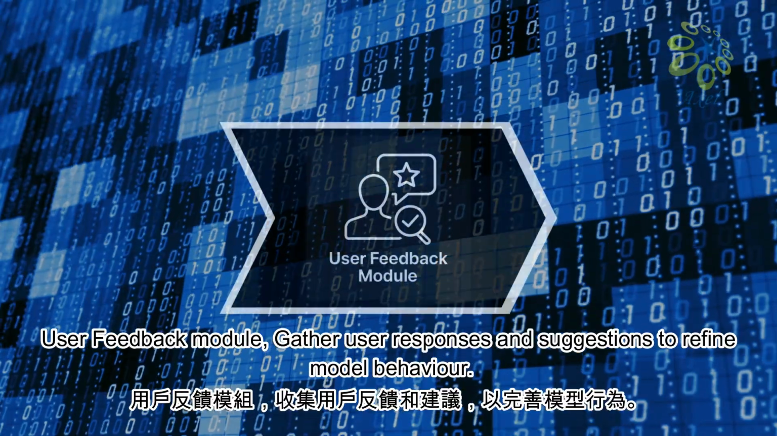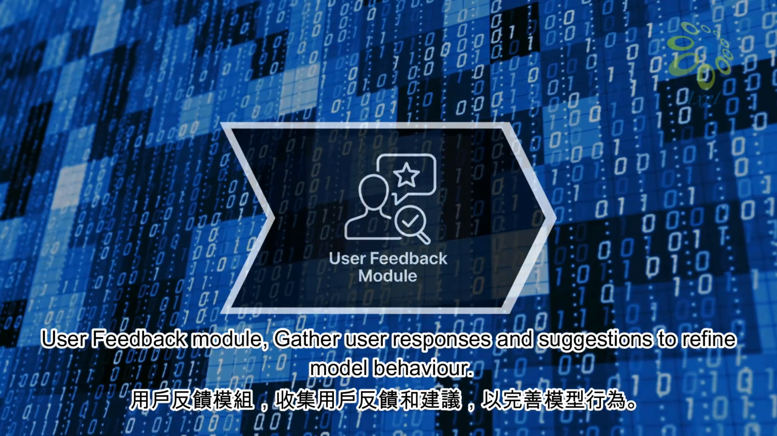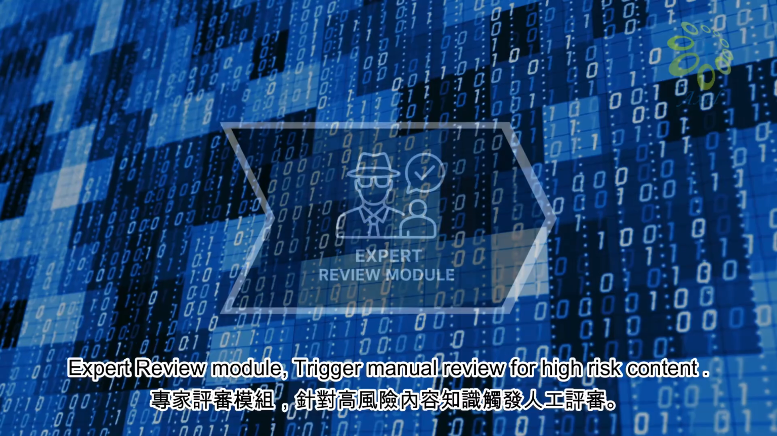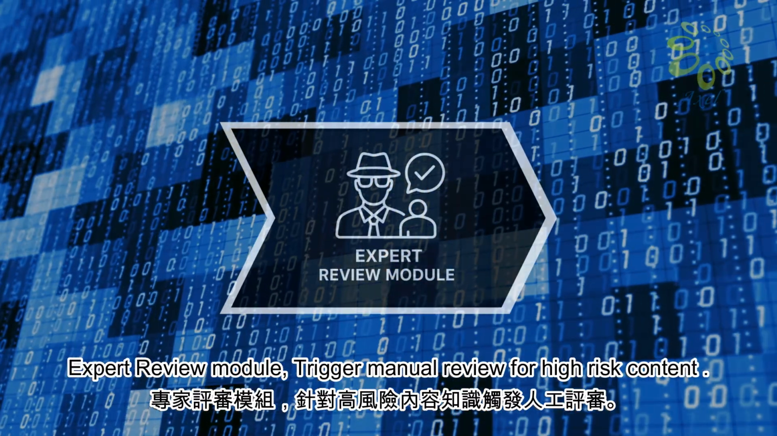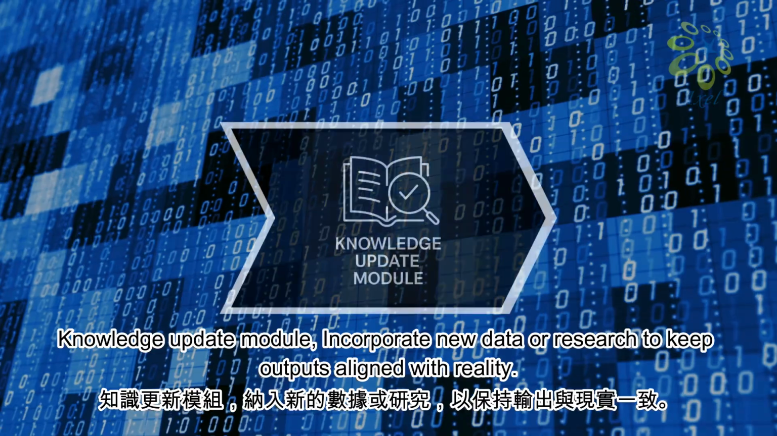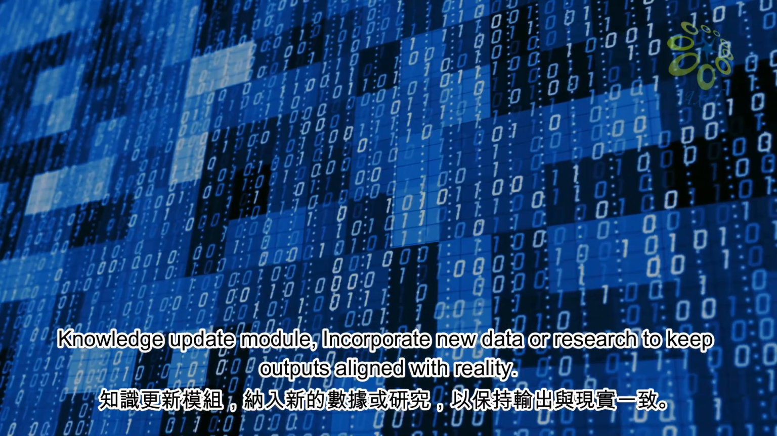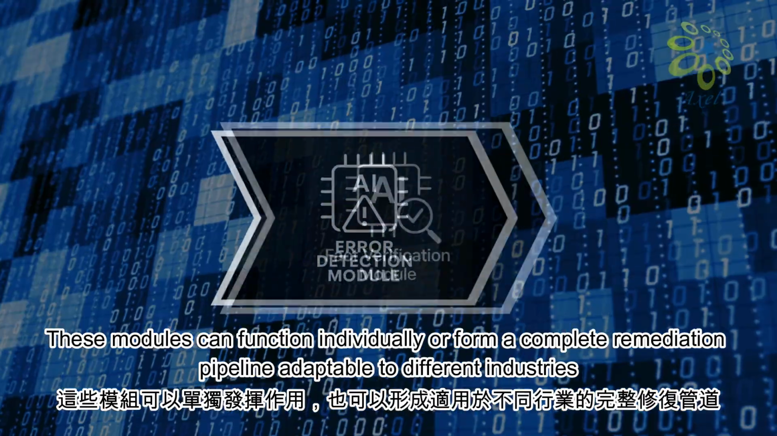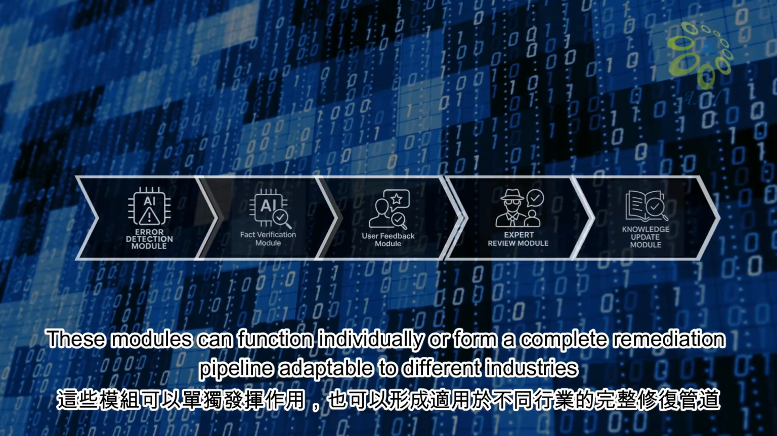User feedback module. Gather user responses and suggestions to refine model behavior. Expert review module. Trigger manual review for high-risk content. Knowledge update module. Incorporate new data or research to keep outputs aligned with reality. These modules can function individually or form a complete remediation pipeline, adaptable to different industries.